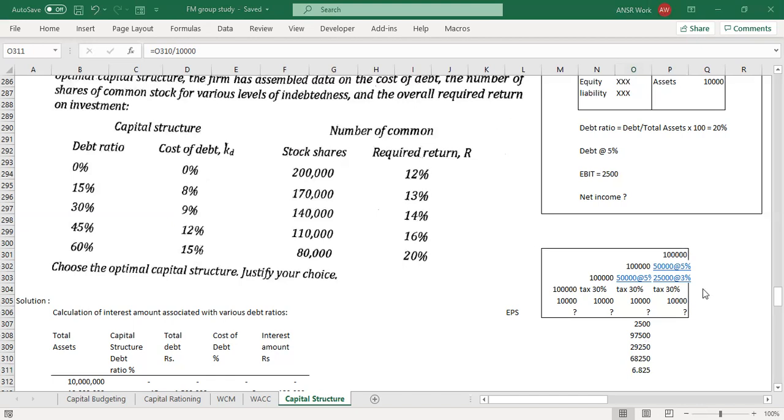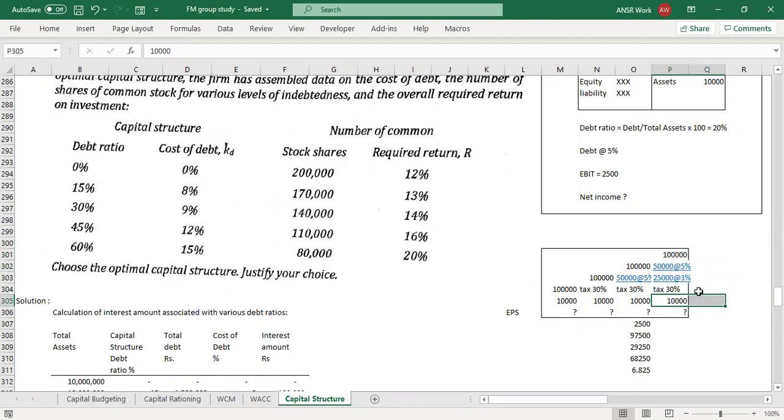Great. Now, one last one, let me make it a little more complicated. You have earnings before interest and tax of 1 lakh. You have debentures of 50,000 at the rate of 5%. You have preference shares of 25,000 at the rate of 3%. You have tax of 30%. The number of equity shares is 10,000. What is the amount of EPS?